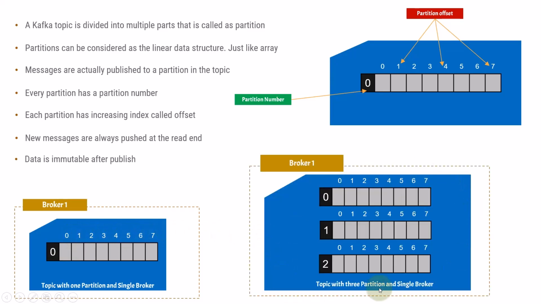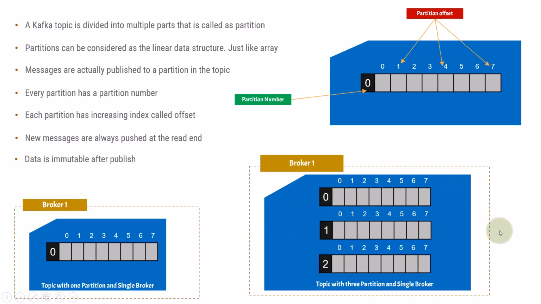Now let's take the second case where we have a topic with 3 partitions and a single broker. The Kafka server that we are running is only one, and there is a topic. Let's say the name of the topic is topic 1, and we have divided that topic into 3 partitions. In that case, all the partitions will be present inside that particular Kafka server or Kafka broker. So the partition numbers will be 0, 1, 2.